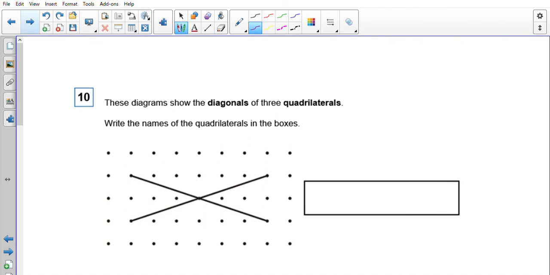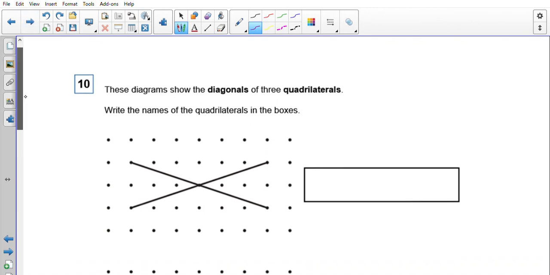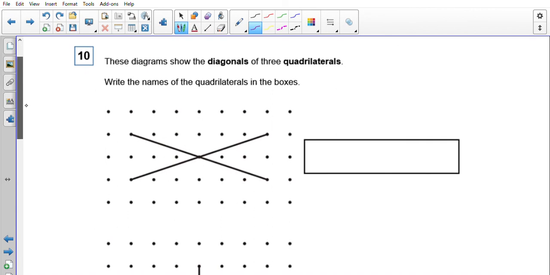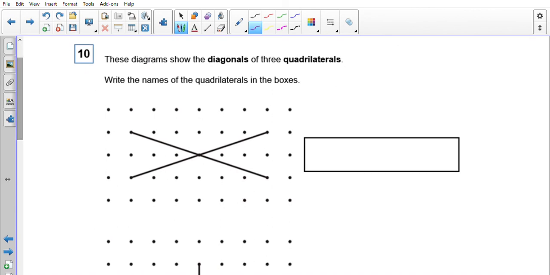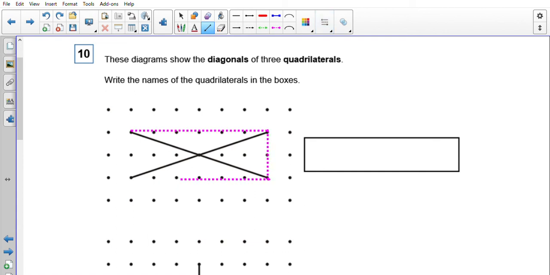Let's have a look at question number 10. These diagrams show the diagonals of 3 quadrilaterals. Write the names of the quadrilaterals in the boxes. So what you need to do is visualise this, spot this, and try and pop these in. So let's go for a bit of a fancy dotty pink line. I'm just going to pop them in like that. So it's a bit like a game of dot to dot, really.